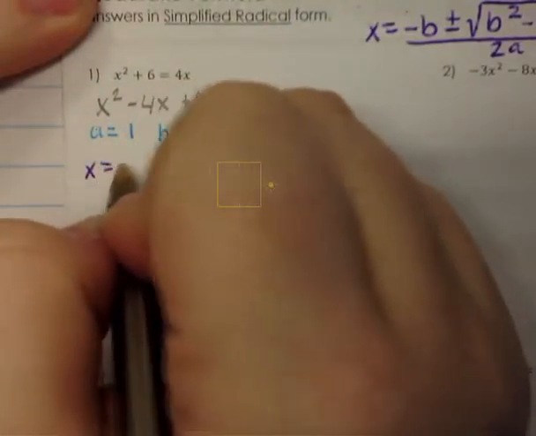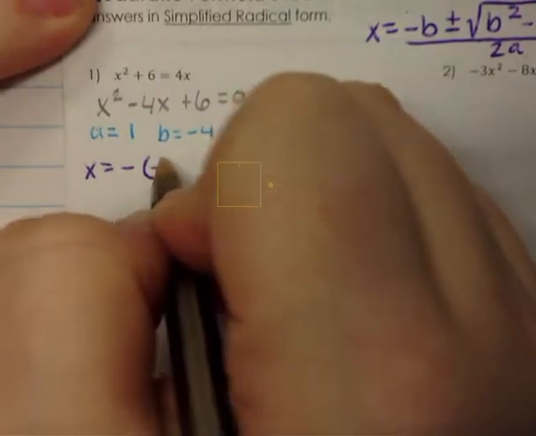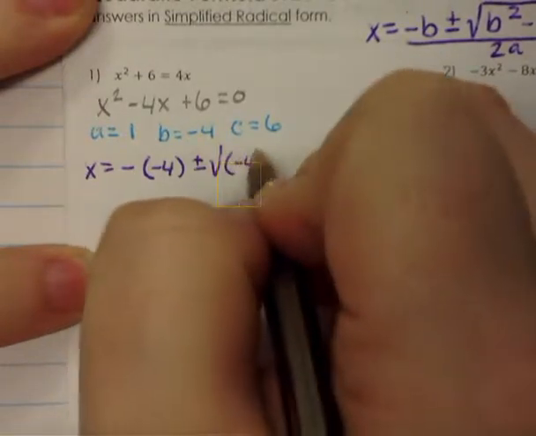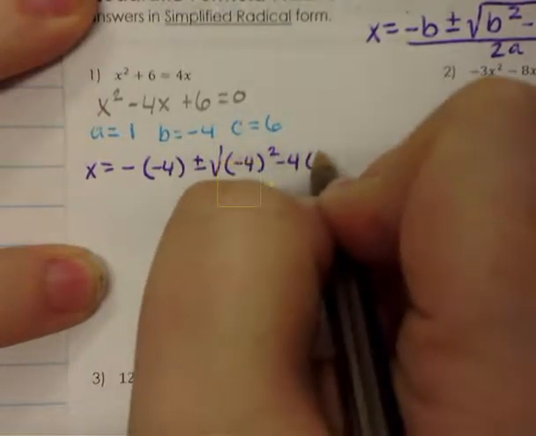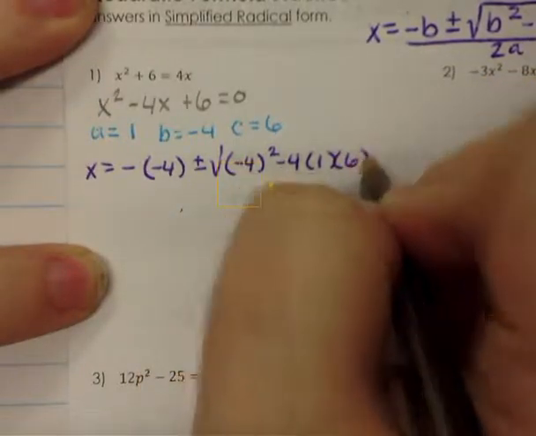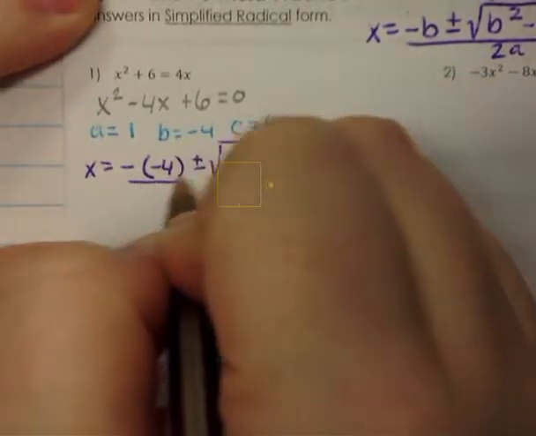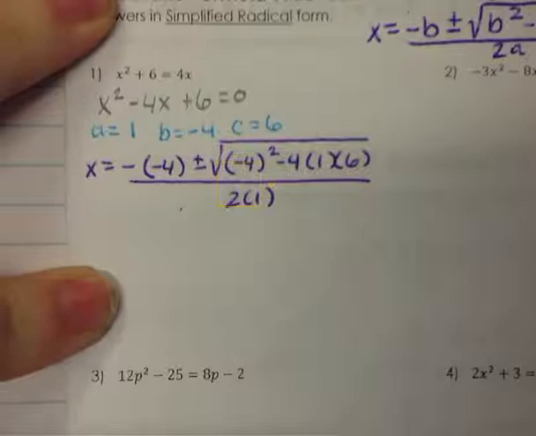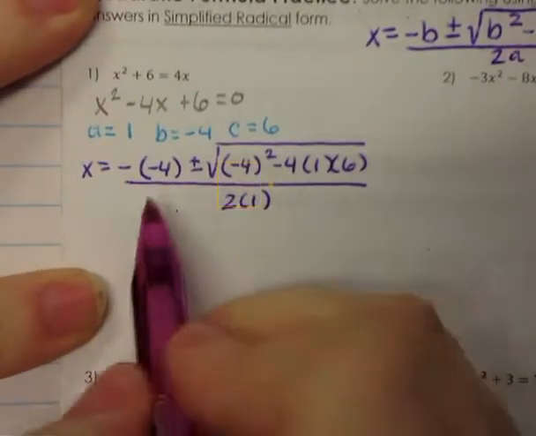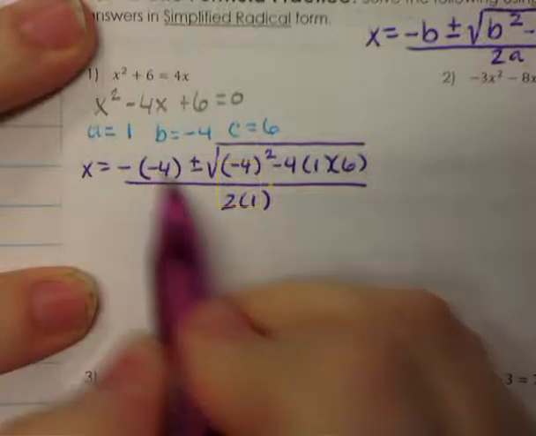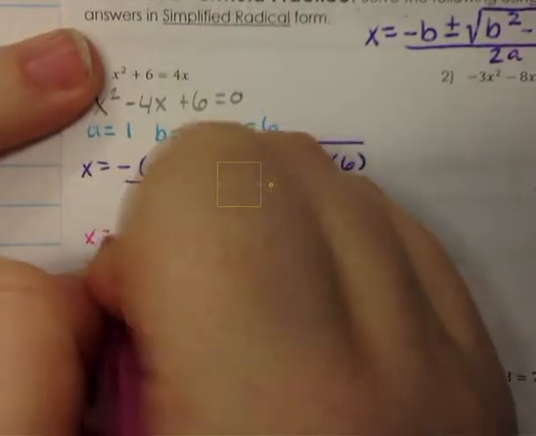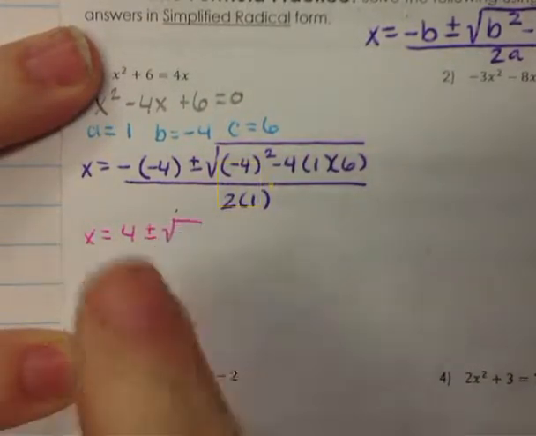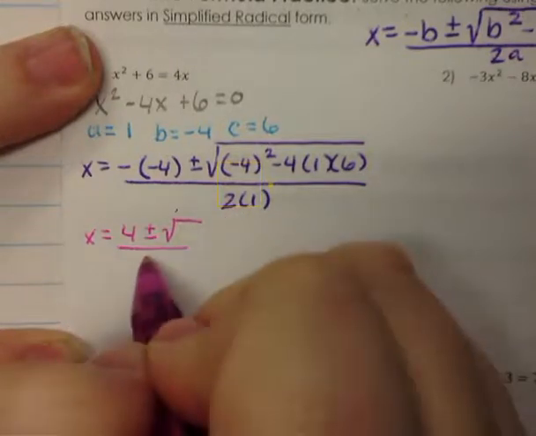So x equals negative, parentheses, your b value is negative 4, parentheses, plus or minus the square root of parentheses, negative 4, parentheses squared, minus 4, parentheses, 1, parentheses, parentheses, 6, parentheses. All of this is over 2, parentheses, 1, parentheses. Now we're going to go ahead and fix the first part and the denominator. So x is equal to a negative times negative 4 is a positive 4, plus or minus the square root of something we're going to figure out, a discriminant. All of this is over 2 times 1 is 2.